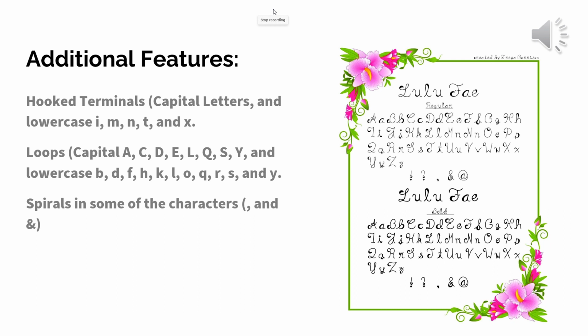Looking at my font in the beginning, I did not realize that there were any additional features until I figured out what they were. My additional features are hooked terminals on capital letters and lowercase i, m, n, t, and x. I also have loops on some characters, for example, capital A, C, D, E, L, Q, S, Y, and lowercase b, d, f, h, k, l, o, q, r, s, and y. And only 2 characters have a spiral, which are the comma and the and symbol.